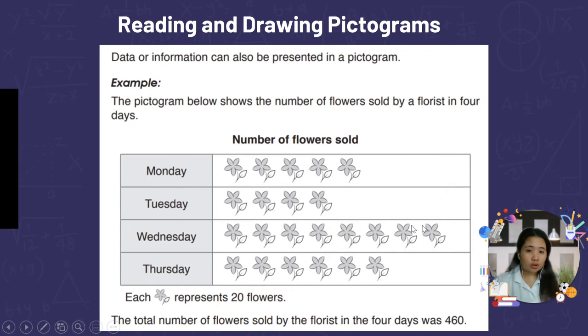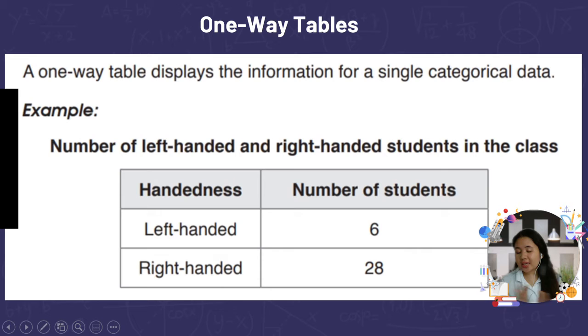So you can solve 100 plus 80 plus 160 plus 120. Okay, so that's it. If you solved everything, the answer will be 460. Okay, good job. Next, one-way tables.